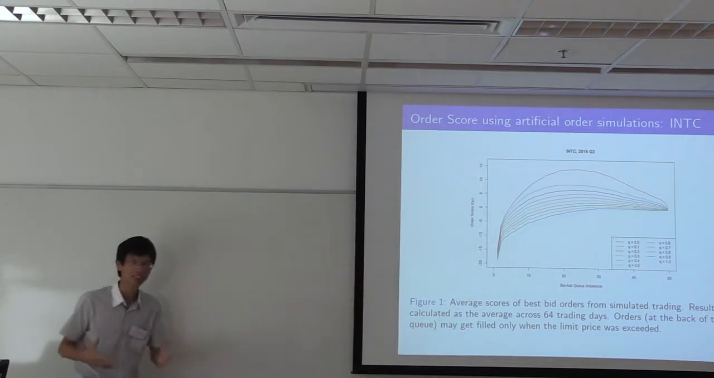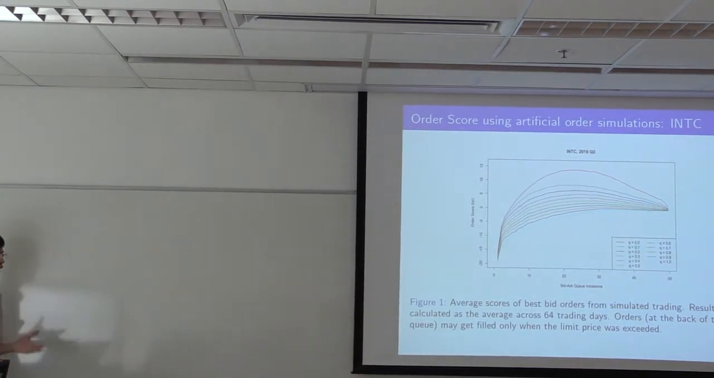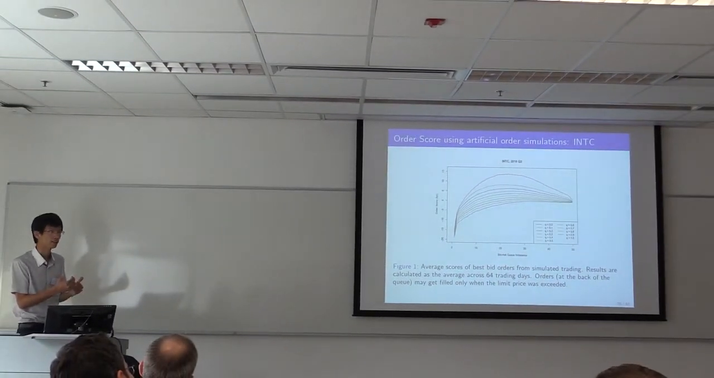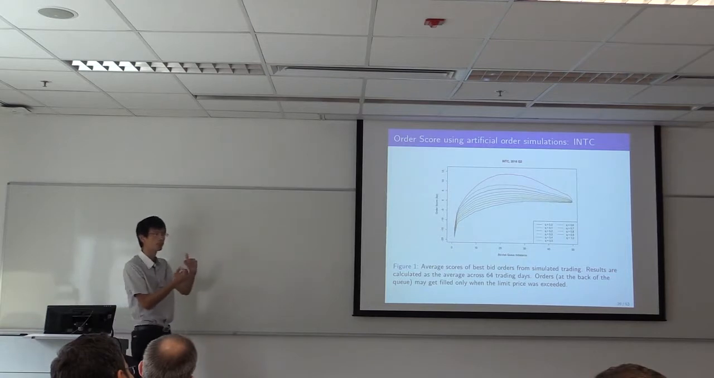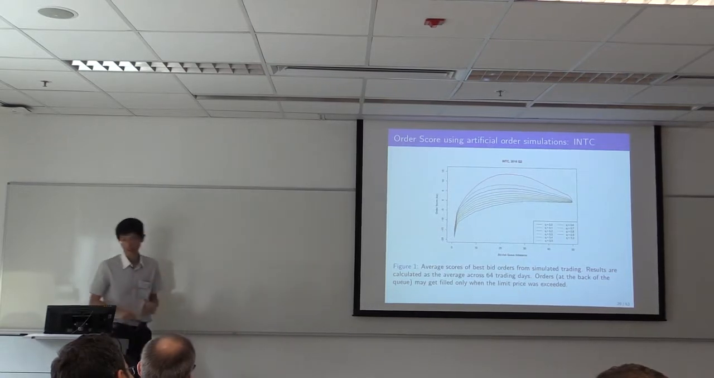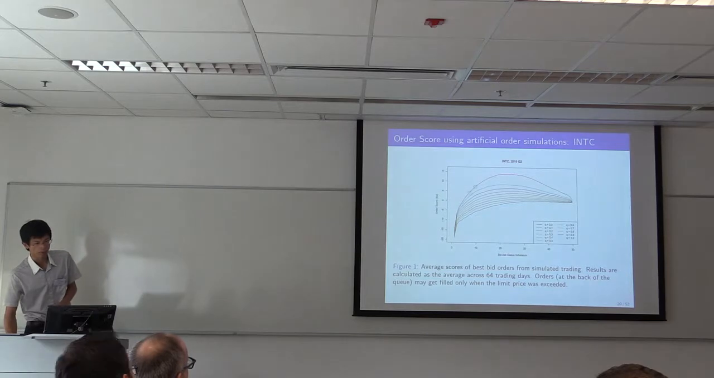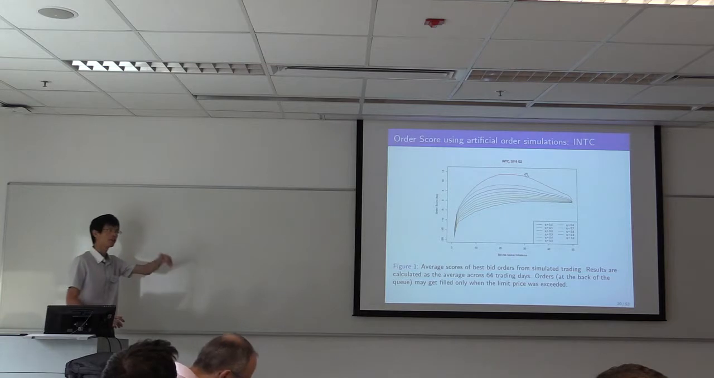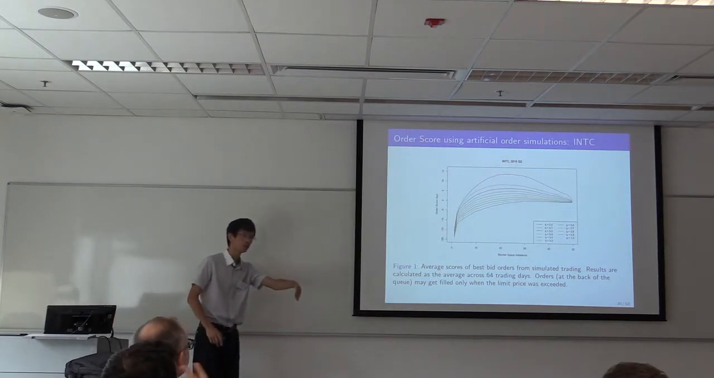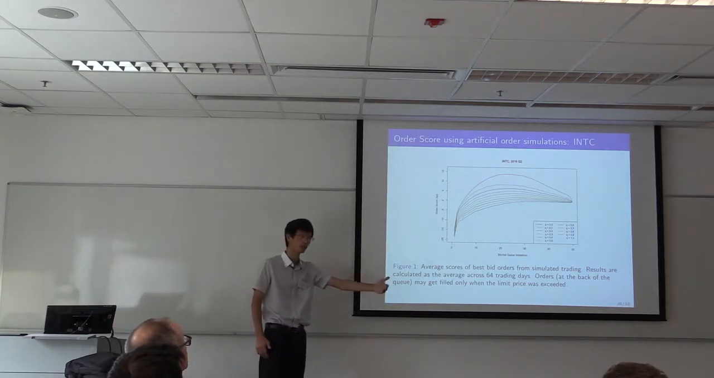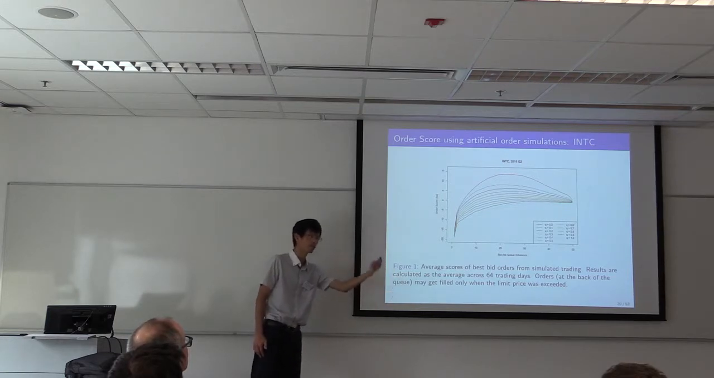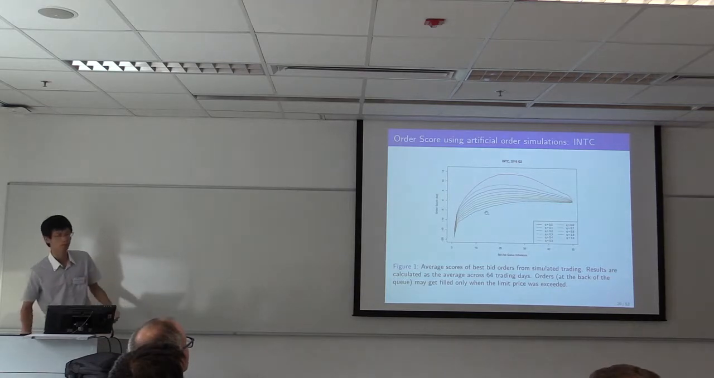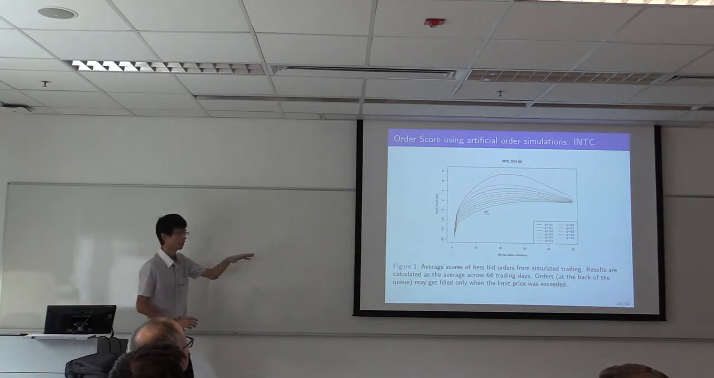Okay, so this means that orders, especially those at the back of the queue, might get filled only when their limit price was exceeded. What that means is that after your order is filled, the macro price goes down. Now in this picture, of course, we have many different curves. This top one corresponds to you inserting the order at the front of the queue, meaning that the relative queue position of the order is basically like top 1%. And the bottom one corresponds to you inserting your order at the end of the queue.